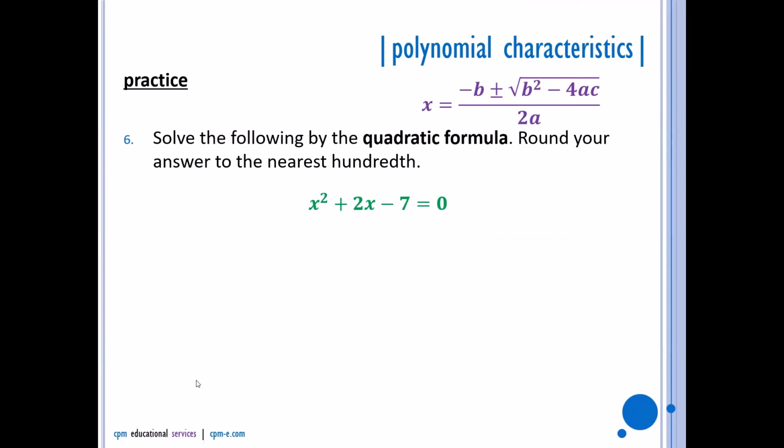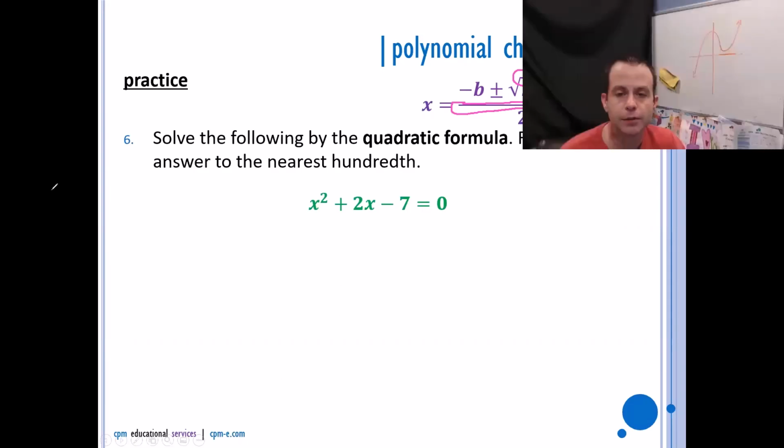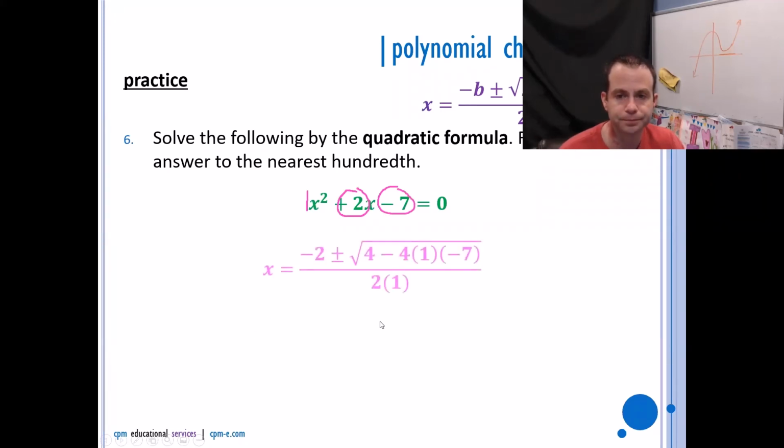When you're writing that, by the way, just make sure that this square root goes all the way to the end to that c, that's important, and make sure that this fraction line here covers the whole thing, okay? All right. So a is 1, b is 2, and c is negative 7. So I'm going to plug those numbers into the quadratic formula.